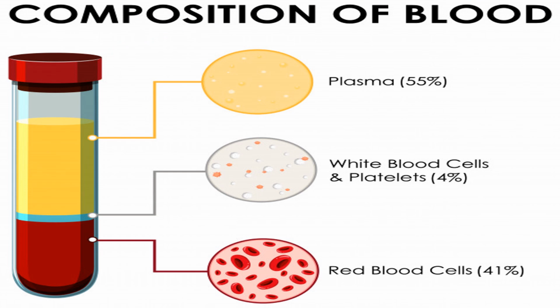So your blood is actually about 55% plasma. That's this nice yellow stuff that looks like straw. So this stuff is mostly proteins, and it's just there to help keep your blood cells suspended and give them something to float around in. Your white blood cells, these help fight infection, and your platelets are there to help clot.